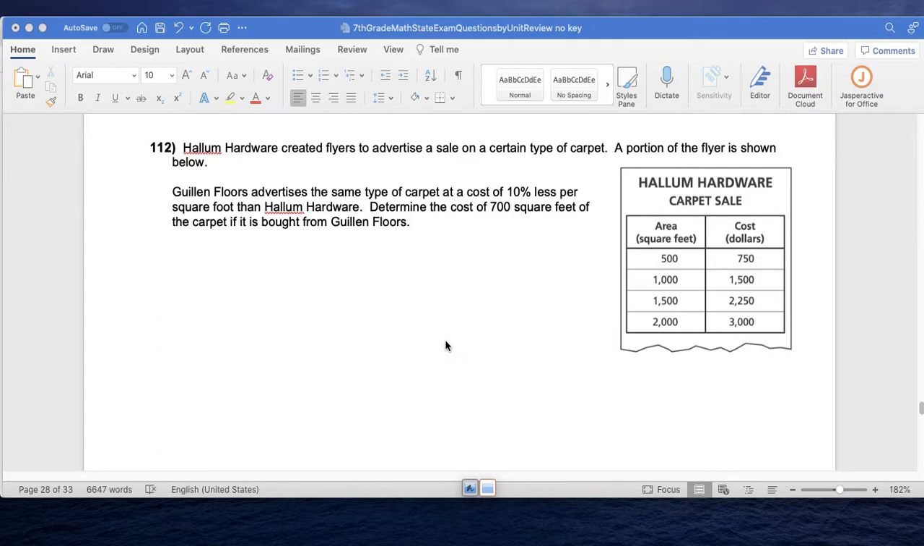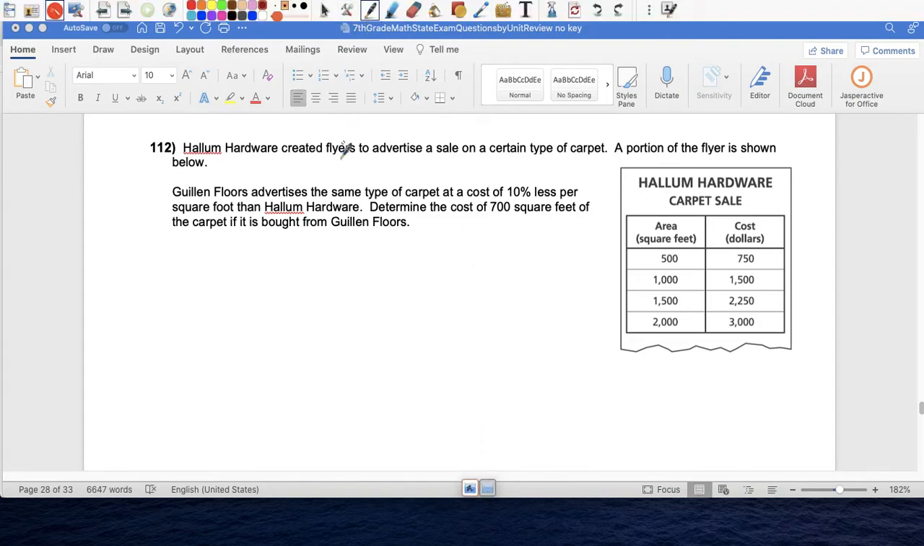All right, so hardware store. 29, the hardware store. Created flyers. Okay, a portion of the flyers is shown below. Gillian Floors advertises the same type of carpet at a cost 10% less per square foot. Determine the cost of 700 square feet of carpet if it is bought from Gillian Floors. So Gillian Floors is 10% less than this.